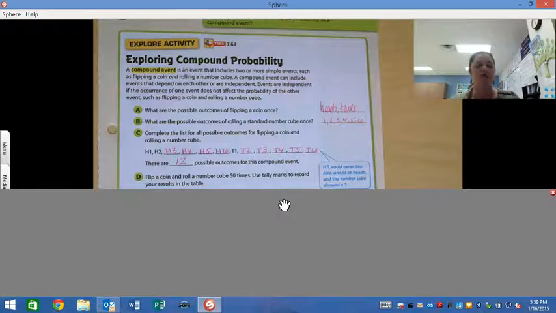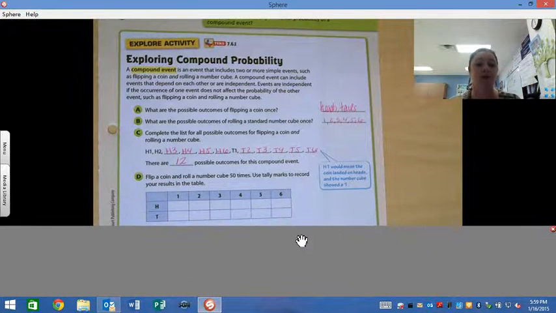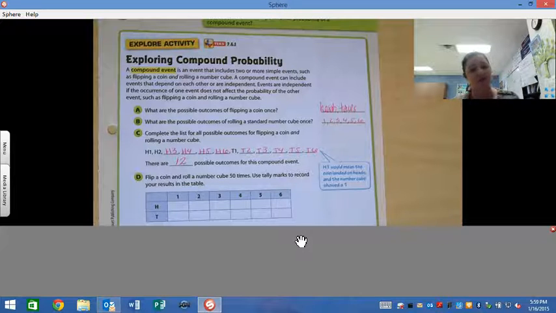So, what you're going to do now is you need to flip a coin and roll a number cube 50 times. Use tally marks to record your results in the table. So my table is blank because this is something that you are personally going to do. Like I said, the number cubes and the coins are over on the table. Make sure you get them and use them when you need to.